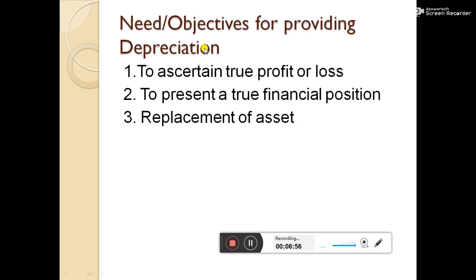So the next objective is for the replacement of the asset. If depreciation is charged on the asset correctly every year, that will help the organization to ascertain the true value of the asset and find out at what point of time the replacement of the asset needs to be done. So these were the three main important needs or objectives of providing depreciation.